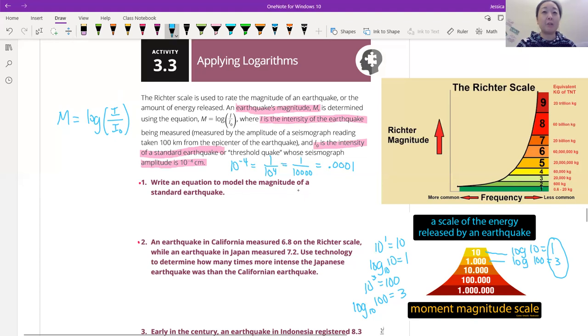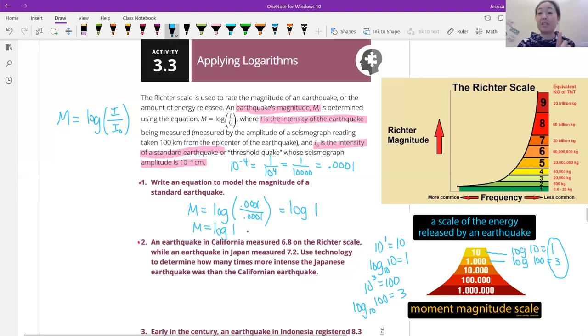Okay, and here we go. It says write an equation to model the magnitude of a standard earthquake. Well, if it's a standard earthquake, what would that look like? We just said that the standard earthquake was going to be 0.0001. So it's just going to be 0.0001 over 0.0001. And what is this? It's pretty much just log of 1. Okay, now let's think about this. What in the world does that mean? So we got the magnitude is equal to log 1.